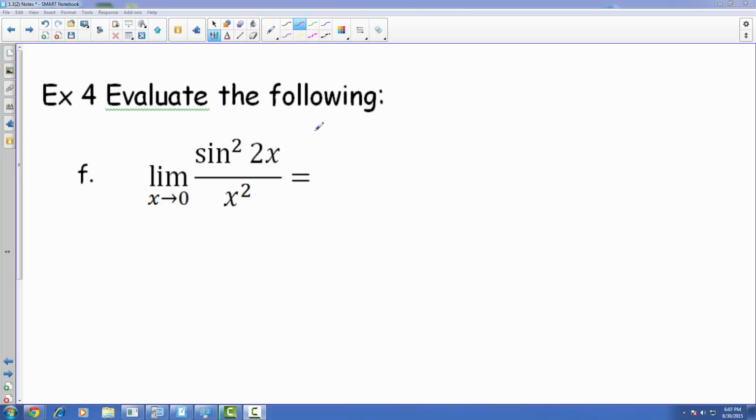Here we are at example 4f from our 1.3 number 2 set of notes. Now we're seeing that we have the limit as x approaches 0 of sine squared of 2x over x squared, and if you try direct evaluation you would get 0 over 0, an indeterminate form, so we're going to have to maybe try something else.